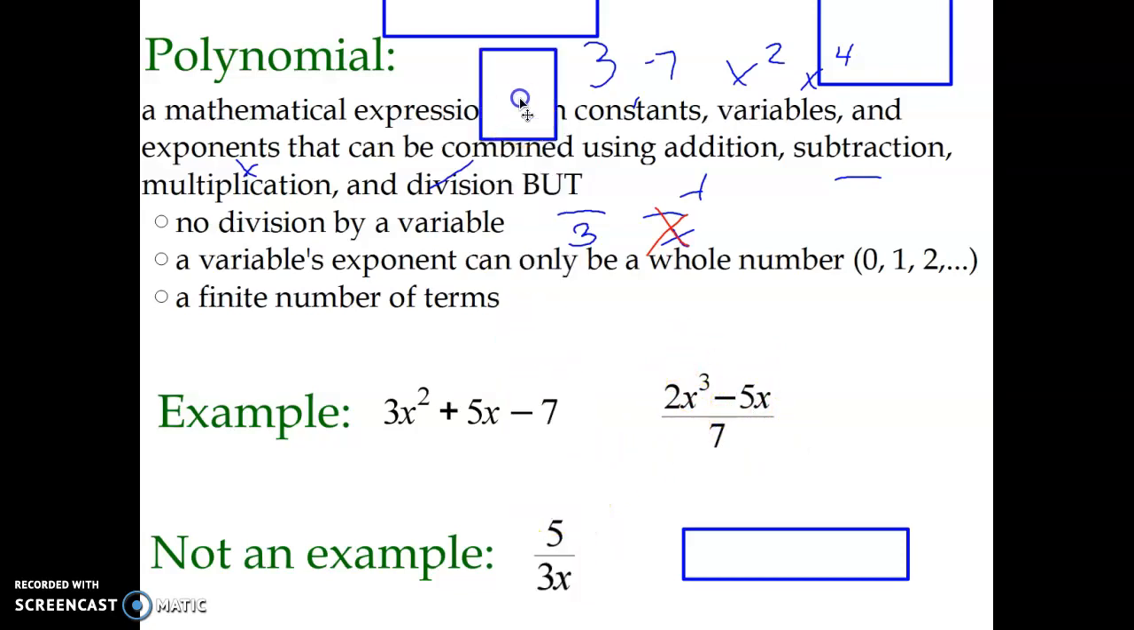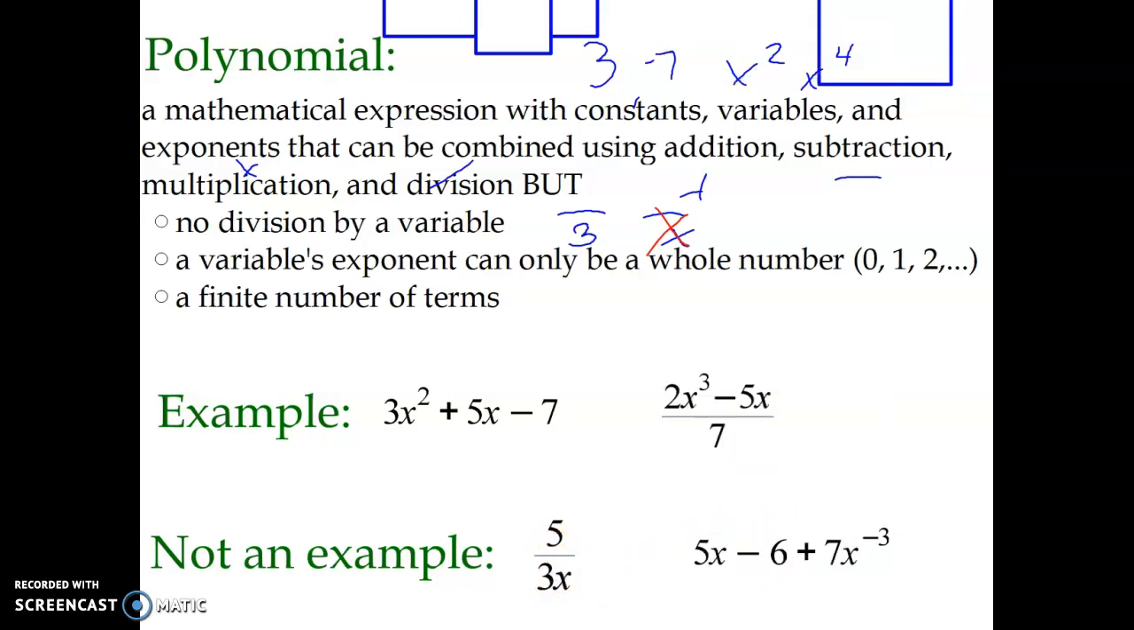Things that would not be considered polynomials, look at this one. Do you see it's got an x in the denominator? So because I have a variable in the denominator, it cannot be a polynomial. Also, I have this one. This one has a negative exponent. Well, a negative number is not a whole number, so therefore this one is not a polynomial either.